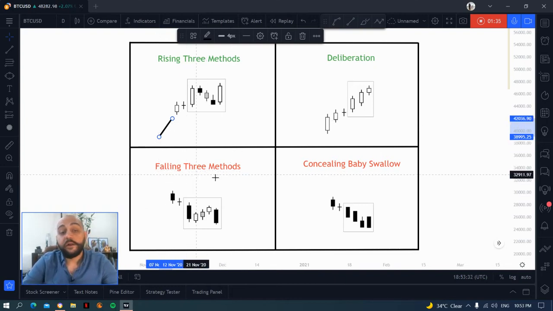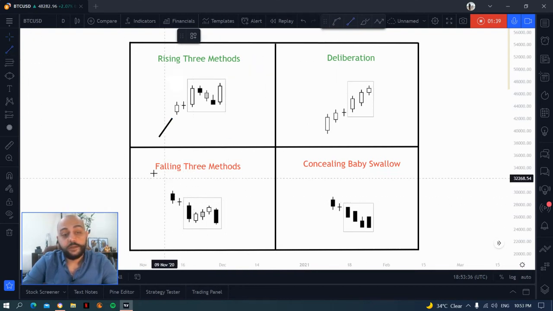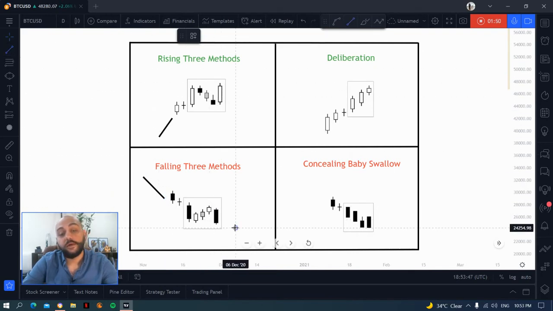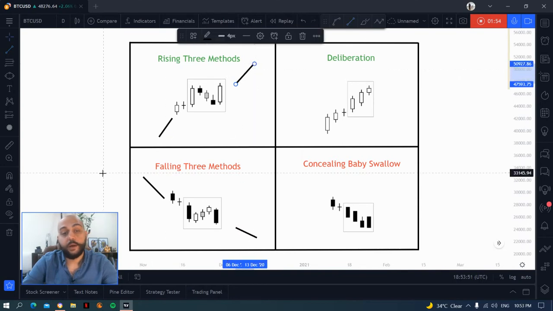Now, the falling three method is basically the opposite of the rising three method. So we have a downtrend like this, and we start with a big bearish candle, then a few spinning tops, then another bearish candle. This basically indicates that the trend will continue to go down, and here the trend will continue to go up.